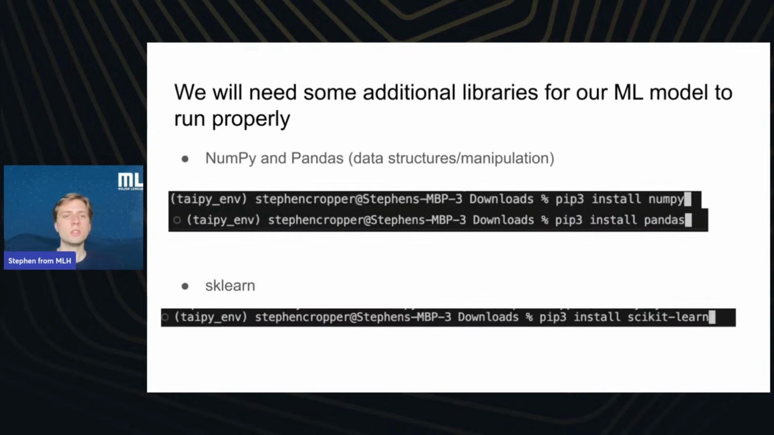Okay. So we will need some additional libraries for our ML model to run properly. So we're going to need to install the following libraries. We're going to need to pip install NumPy. So you do that in your terminal. You just type pip or pip3. You might need to type pip3 if it's not working for NumPy. And then you'll type pip3 install pandas. And so these are libraries that are primarily used for data structures and data manipulation.